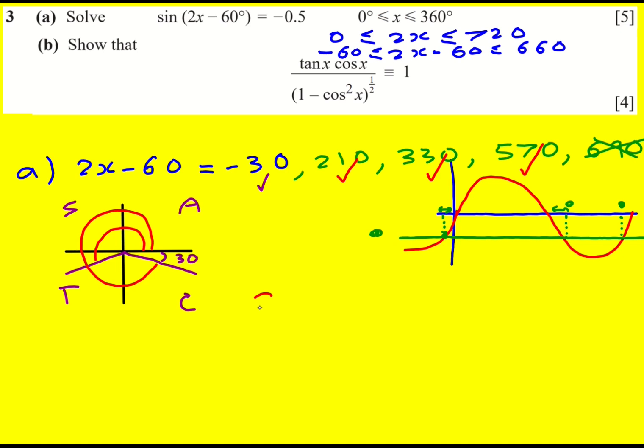So I'm going to go straight for it: add 60 to each and then divide by 2. So I'll get 15. Then I'll get 270 over 2, which is 135. Then 630, giving 315 degrees. Oh, I actually missed the 390. So 390 divided by 2 would be 195, and it was 315.